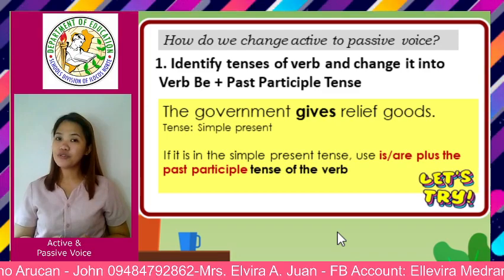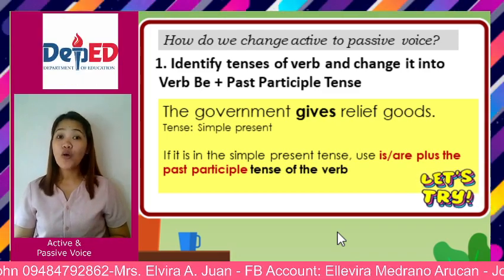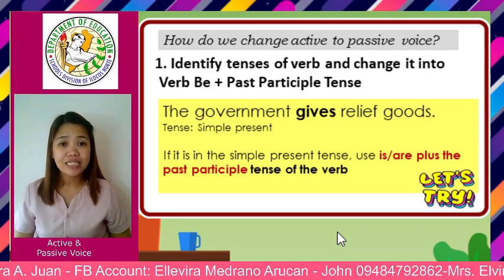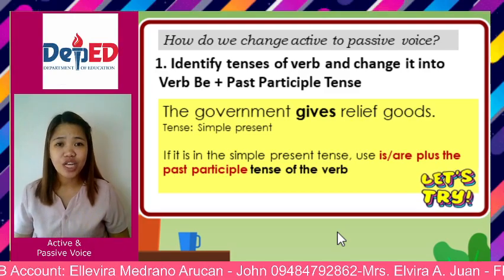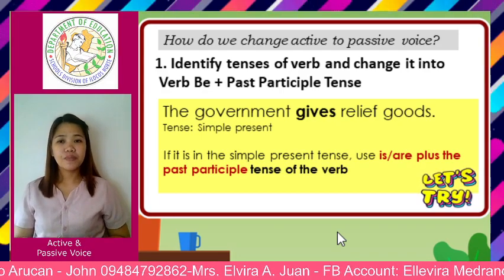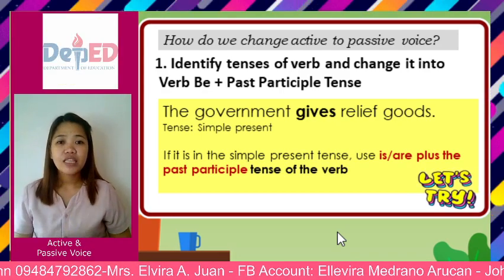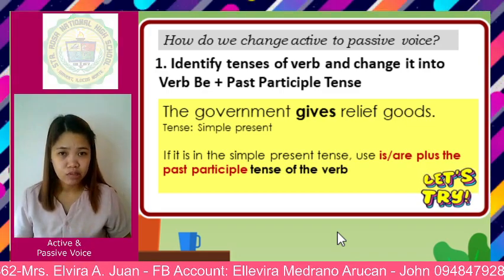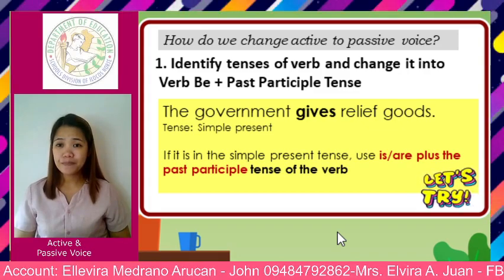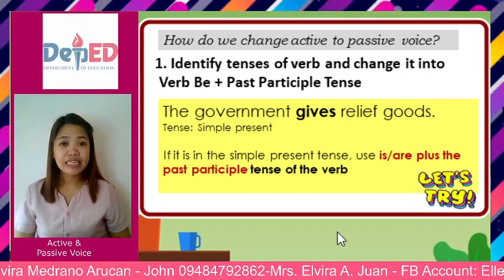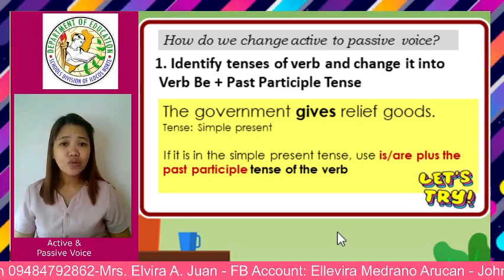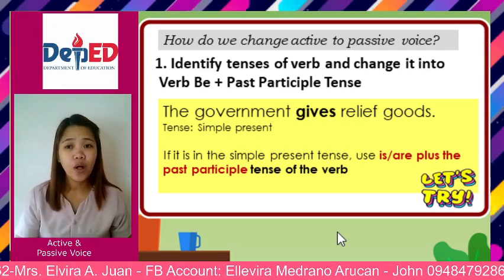The first thing you have to do is to identify the tense of the verb and change it into be verb plus the past participle. I will teach you how to change it into verb be. Here, in our first example, the government gives relief goods. That is in the active voice. What is our verb? Yes, the word gives.